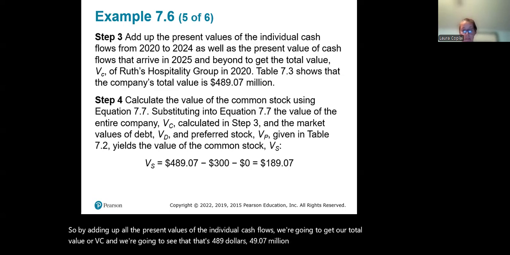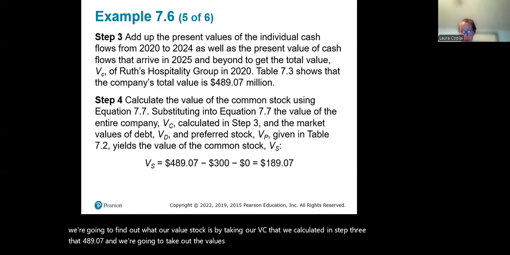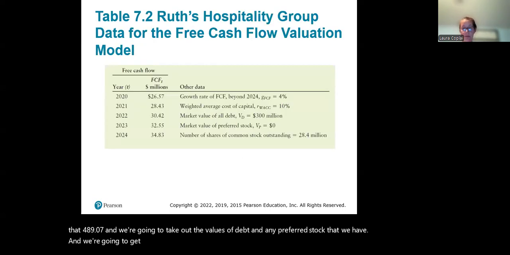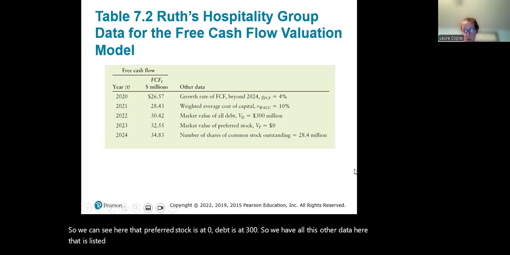And then finally, we're going to find out what our value of stock is by taking our VC that we calculated in step 3, that 489.07, and we're going to take out the values of debt and any preferred stock that we have, and we're going to get 189.07. So we can see here that preferred stock is at 0, debt is at 300. So we have all this other data here that is listed to help us calculate those equations.